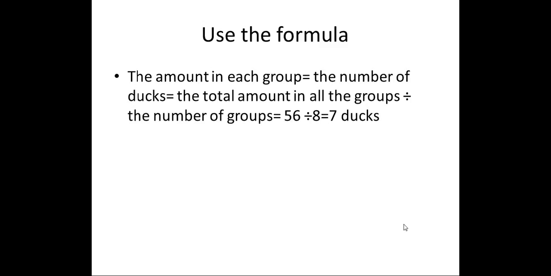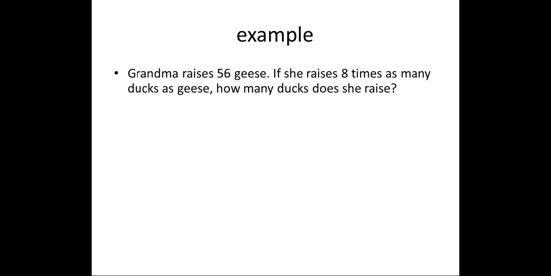So just now from making the list, we know that the total amount in all the groups is the number of geese, 56. The number of groups is 8 times. So the amount in each group is 7. So the number of ducks that grandma raises is 7. Now let's look at the next example. Grandma raises 56 geese. If she raises 8 times as many ducks as geese, how many ducks does she raise?